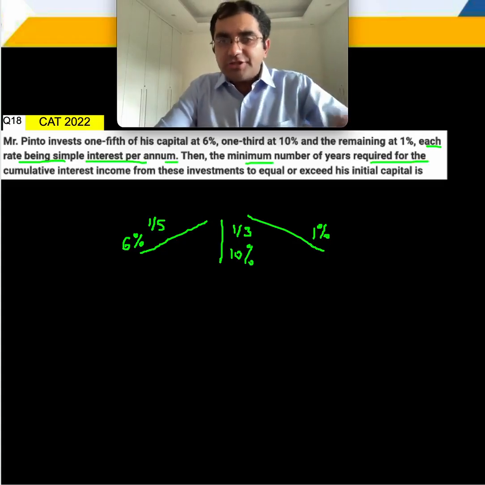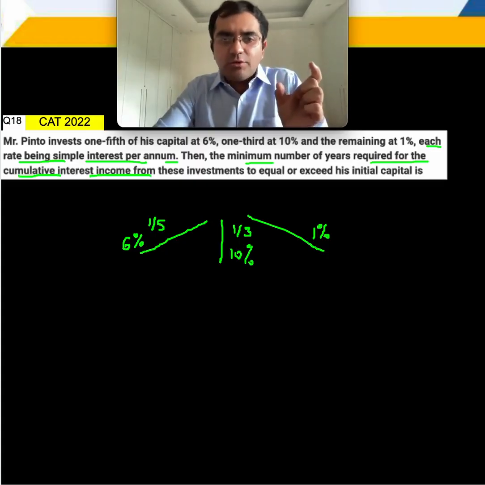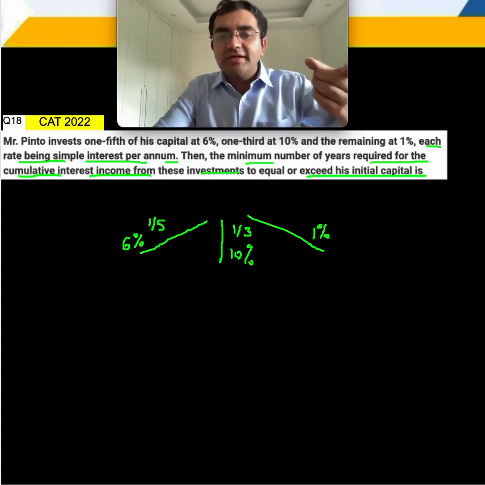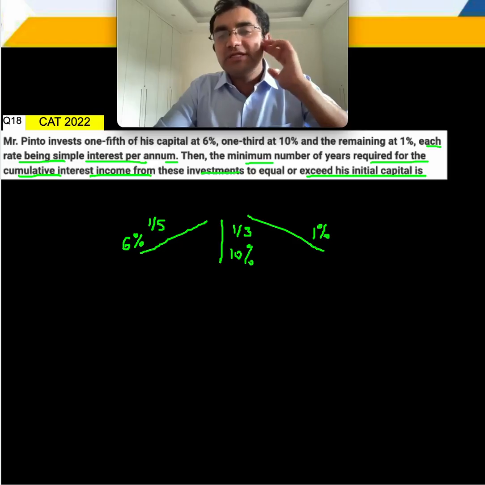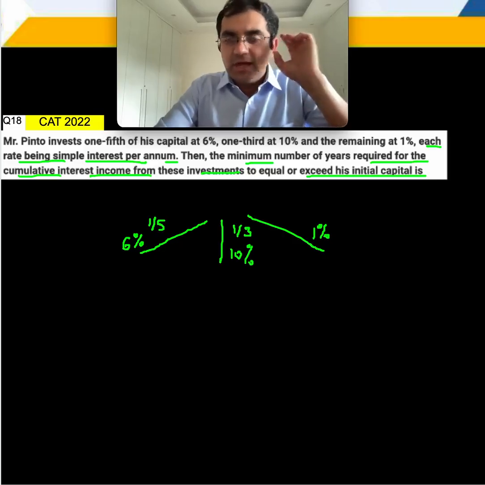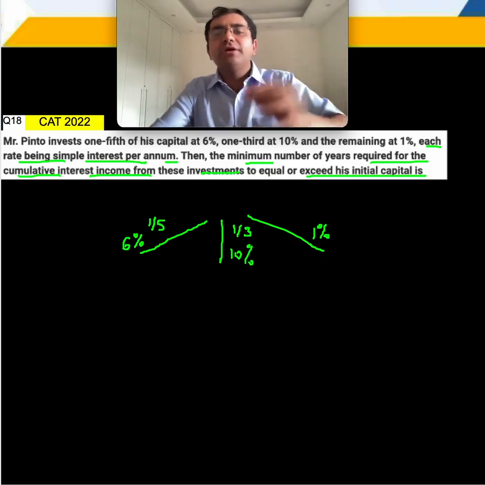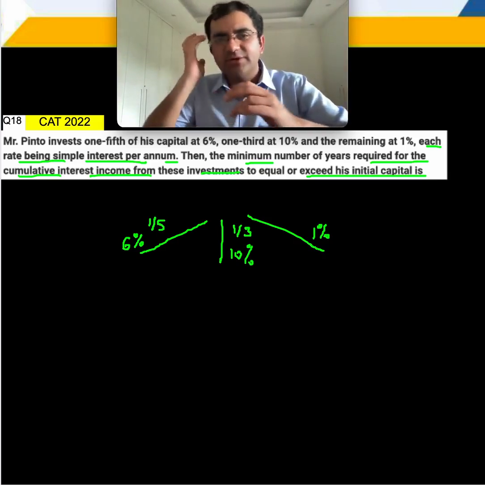And then you have the question, minimum number of years required for the interest income to equal or exceed initial capital. So when will the interest become equal to or exceed the capital is the question. Very easy question.